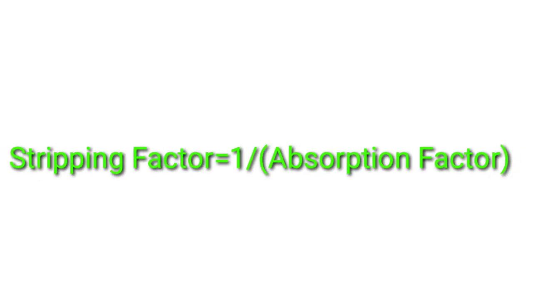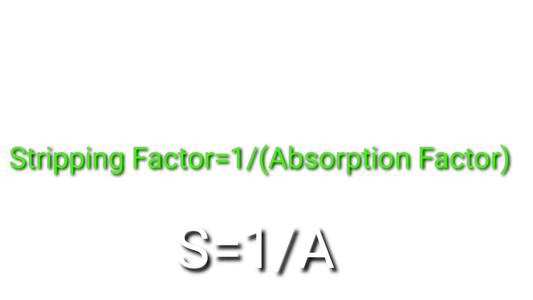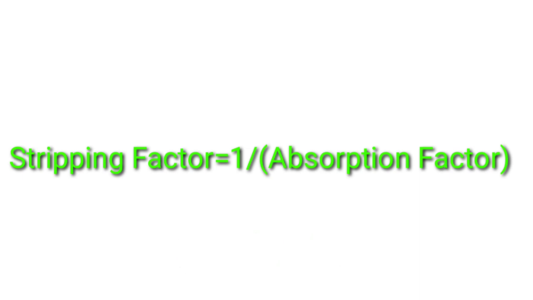In the stripping we will have stripping factor, and the stripping factor S will be equal to 1 divided by absorption factor. So just inverse of the absorption factor is stripping factor. So guys, as you have seen, the stripping was very easy, just opposite of the absorption, and nothing else very complex is happening over here. It's just very simple.